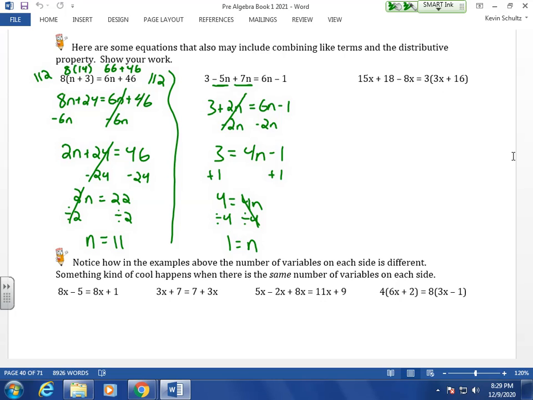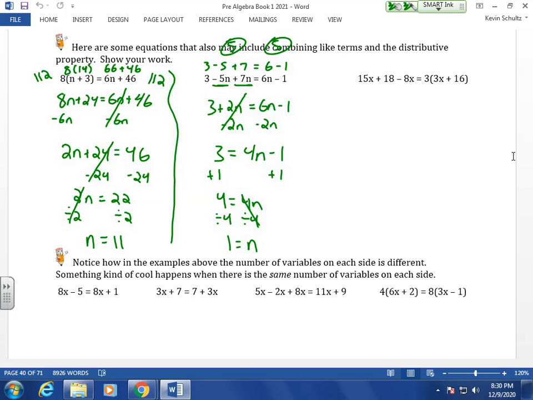Quick check. 3 minus 5 times 1, which is just negative 5, plus 7 times 1, which is just 7, equals 6 times 1, which is 6, minus 1. Well, 3 minus 5 is negative 2, plus 7 is positive 5, and 6 minus 1 is positive 5. Both sides equal 5, so I must have the right value for n.